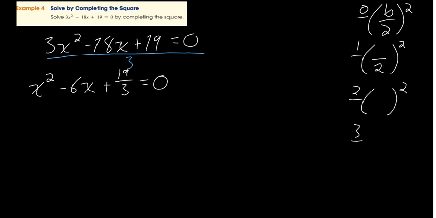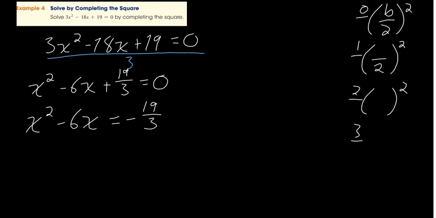Once I did that, I need to put all my constants on the right side. Realistically, I'm only going to have one constant, and that constant is going to be this. So I'm going to take that and put it on the other side. So this is going to turn into x squared minus 6x, equal to negative 19 over 3. Now I can begin my completing the square process.